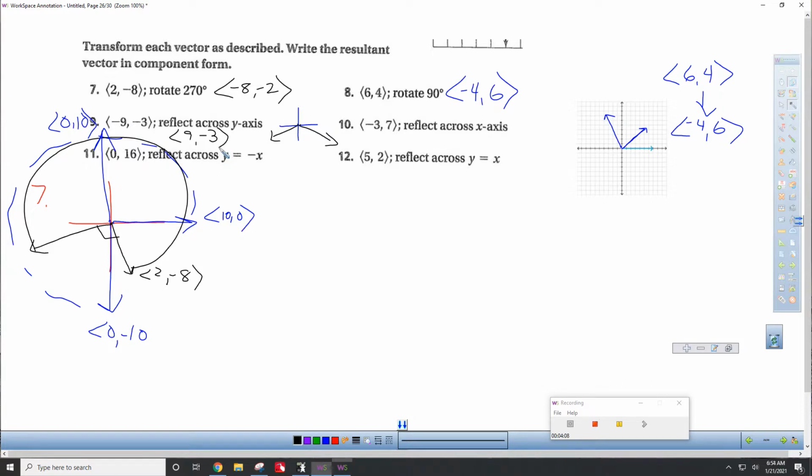So it looks like if we go across the y-axis, we just change the sign on the x. That makes sense. So what do you think we got to do to go across the x-axis? I agree. Change the sign on the y. Okay.